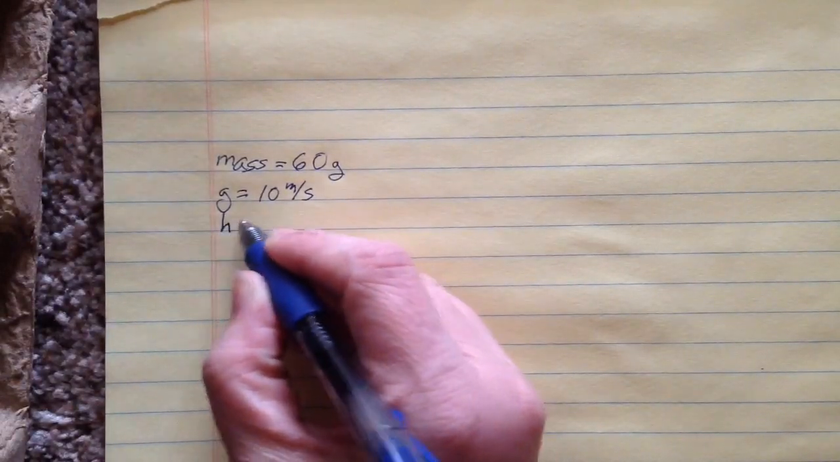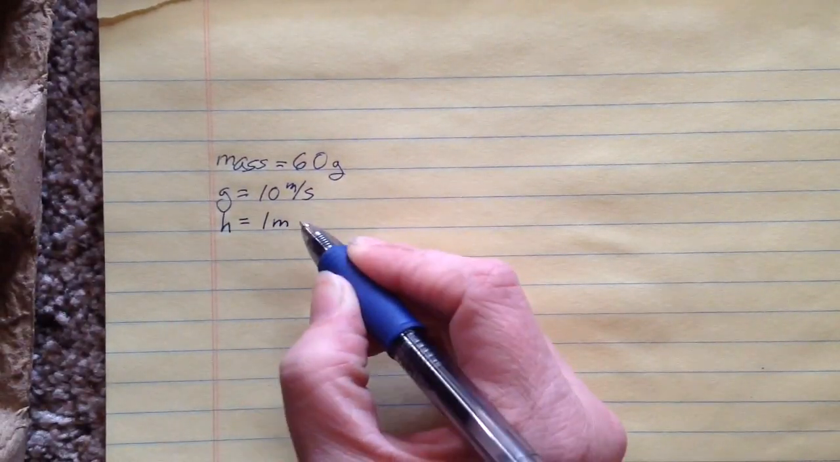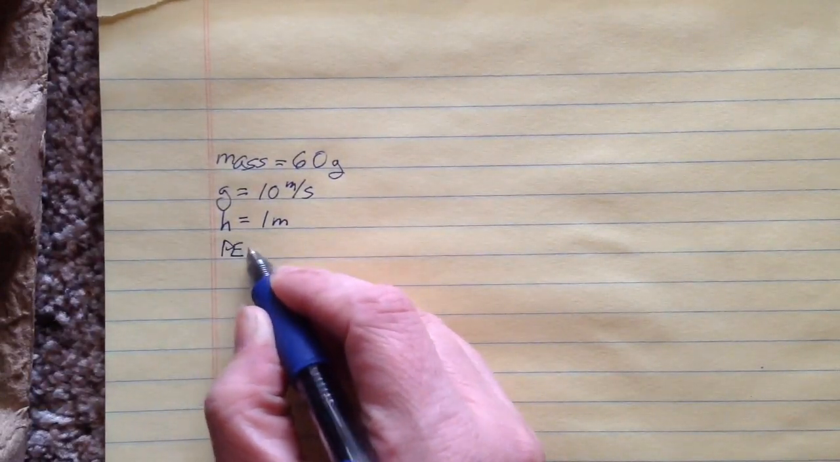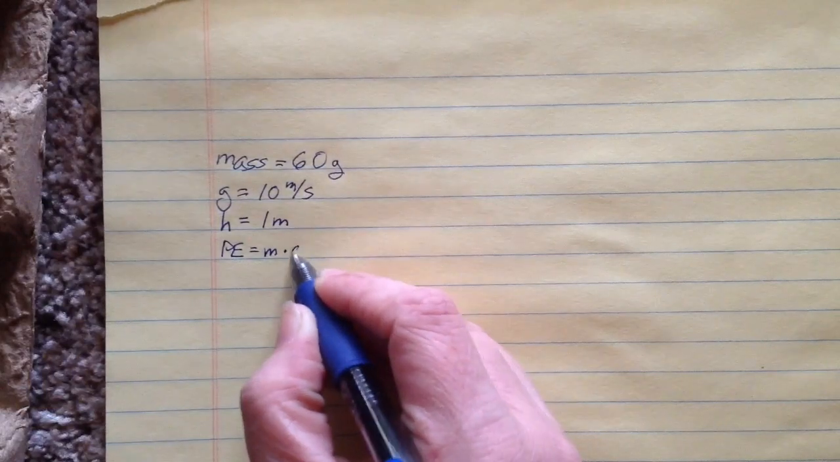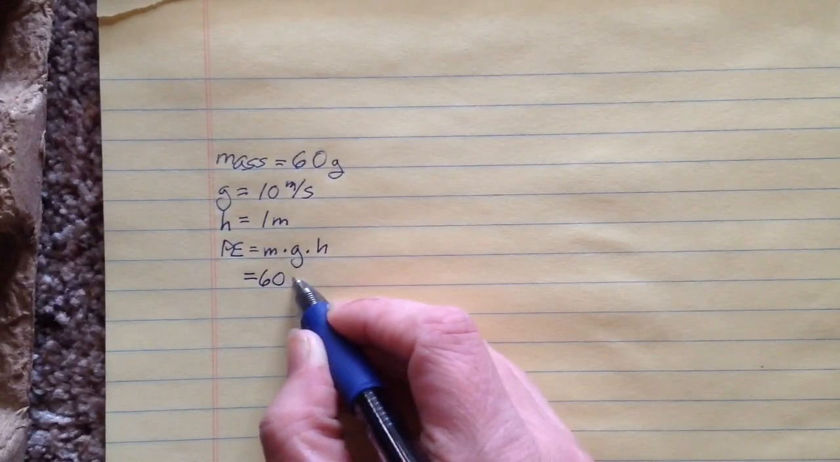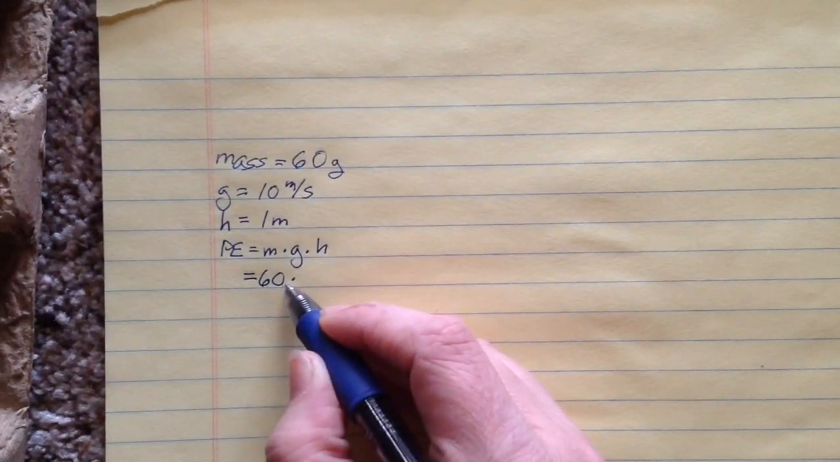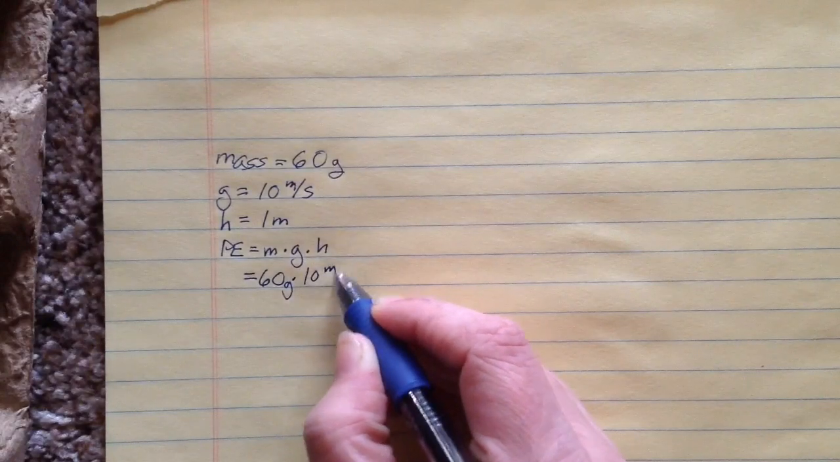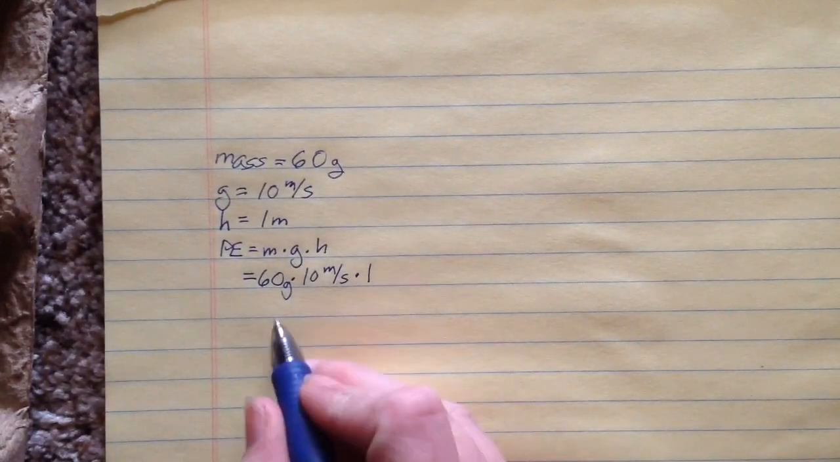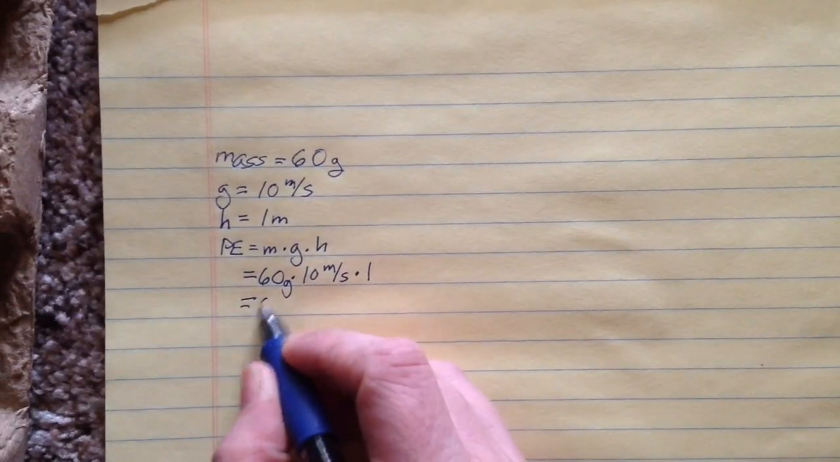So initially, when I first drop my ball, our value for height is 1 meter. Our calculation for potential energy says that potential energy equals mass times acceleration due to gravity times height. So for this first point, my mass is 60, my acceleration due to gravity is 10, and my height is 1. So I just multiply across. 60 times 10 times 1 is 600.